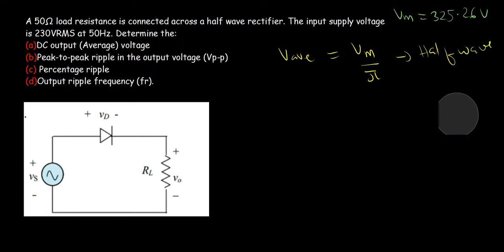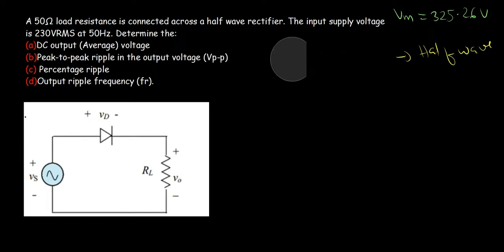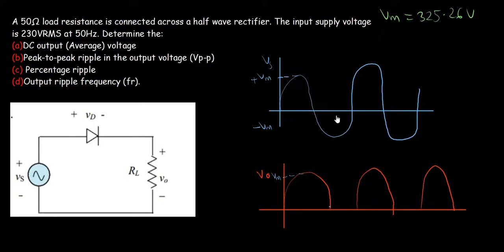Okay, so now that we found the average, let's go ahead and solve for the remaining part of the question. So the second question says that we should find the peak to peak ripple in the output voltage. Okay, so for us to understand the B part well, let's look at these two waveforms that I have here. So the top one is for the input, and what I have down here is the output.